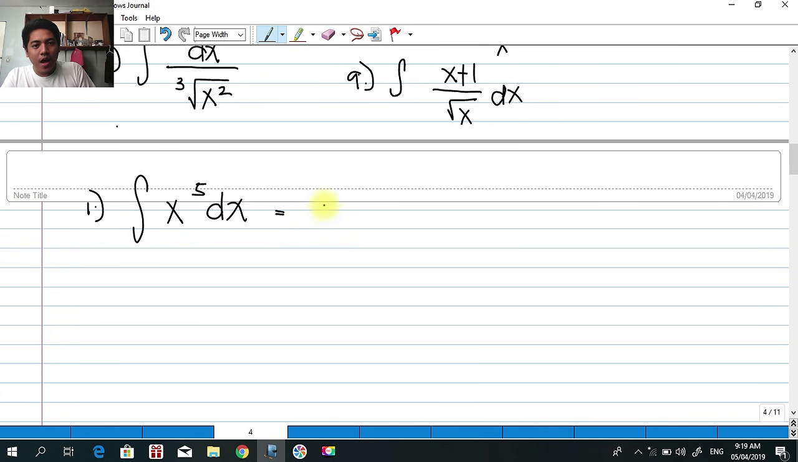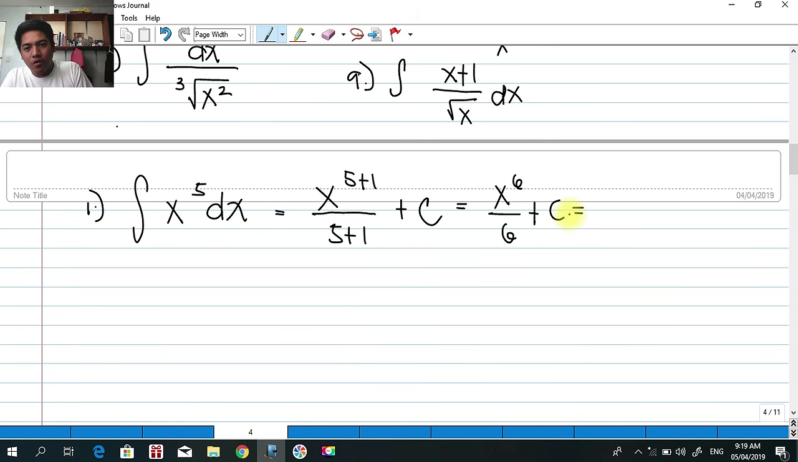So, what will happen is that x raised to 5 plus 1 over 5 plus 1. We say that whenever we do integral, we always include plus c. Okay? So, we're going to simplify that. That is x raised to 6 over 5 plus 1 is 6, plus c. Or we can also rewrite this as 1 over 6 x raised to 6 plus c. So, this should be our answer.